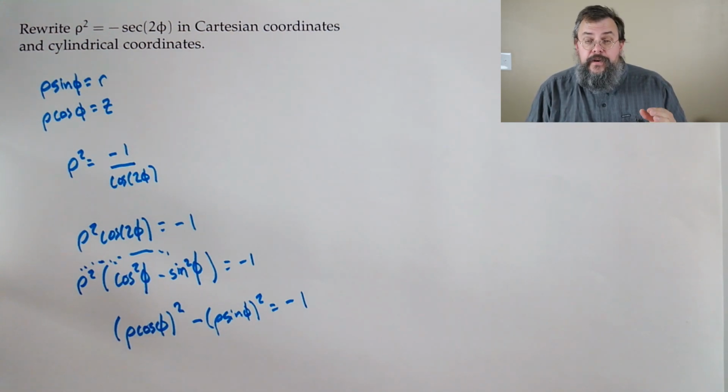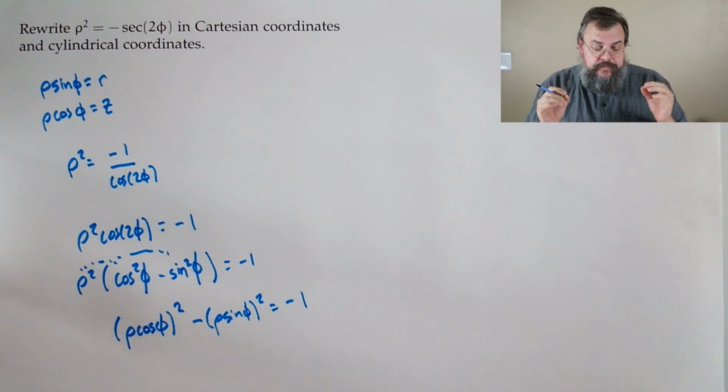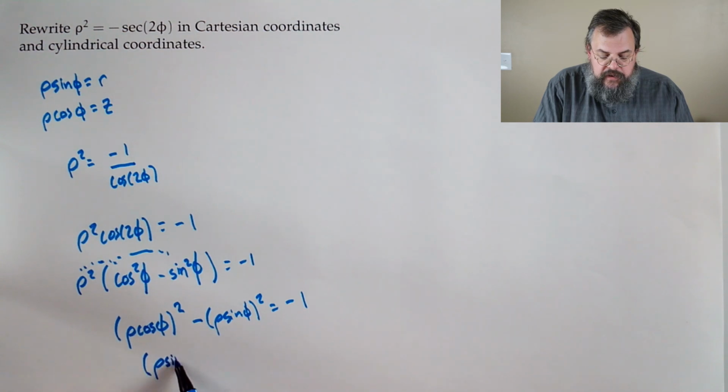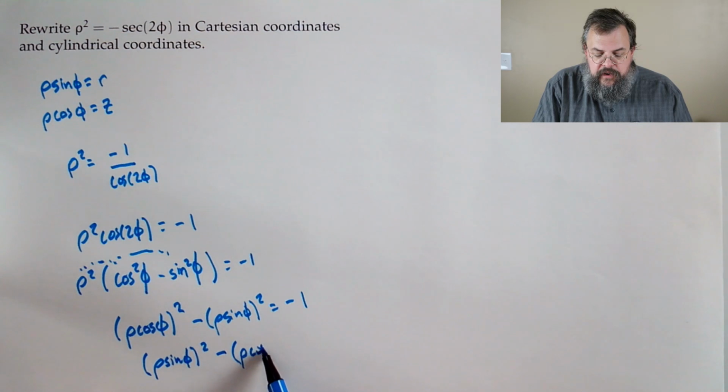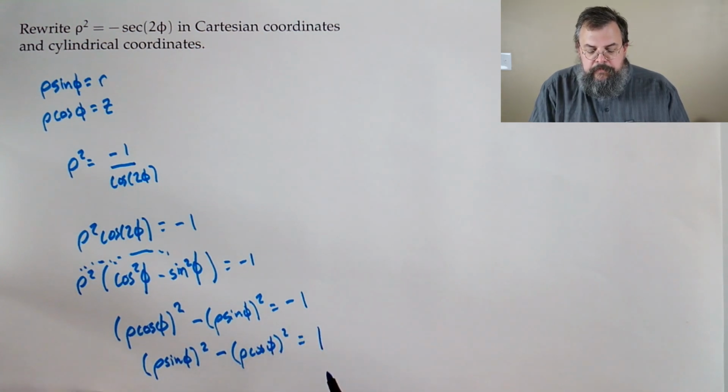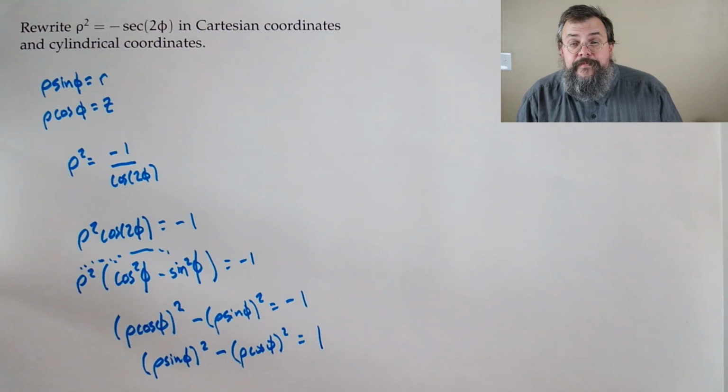And so what we can do is clean it up just a touch. The way we clean it up is to do the following. We'll multiply through by negative. So it's probably going to be better to say (rho sine phi) squared minus (rho cosine phi) squared is equal to 1. All right.